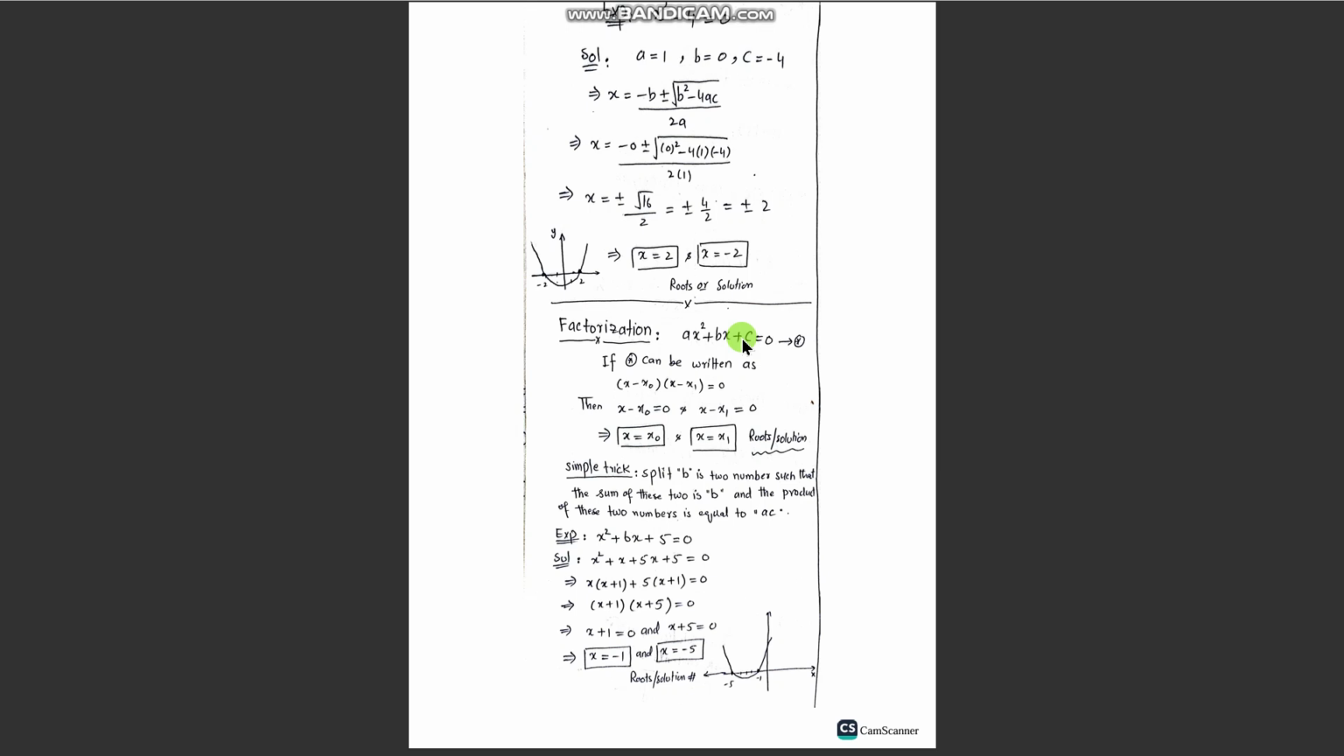How this factorization method works: split the coefficient of x, which is b, into two numbers such that the sum of these two numbers is b and the product of these two numbers is equal to AC. Split the coefficient b into two numbers whose sum is equal to b and whose product is equal to the product of a and c.